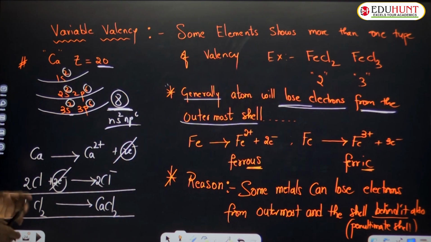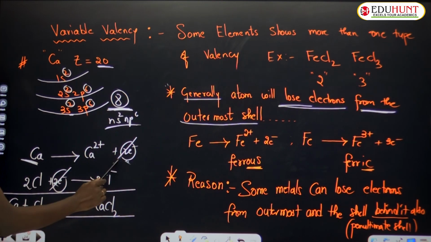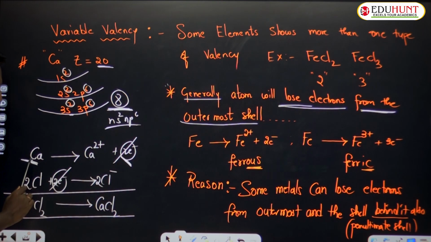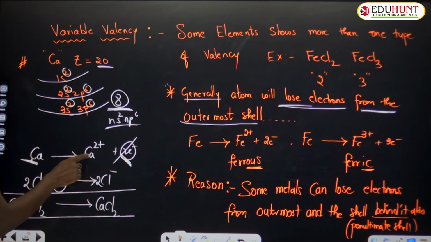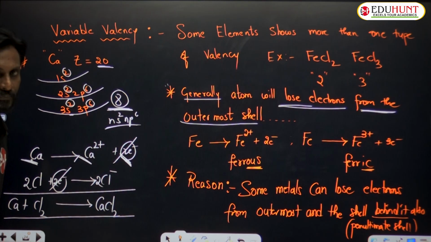Okay. And what is the valency of calcium here? Yes, in the process of combining with chlorine or any other element, calcium is going to lose 2 electrons. So the number of electrons lost by an element during the formation of a bond is called valency, combining capacity. How many electrons lost? 2 electrons. So the valency of calcium is 2.